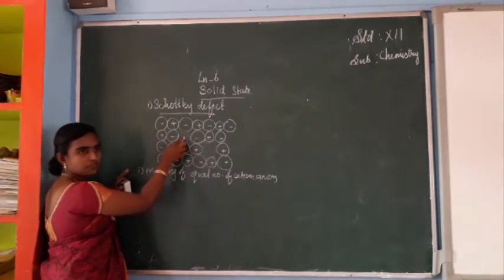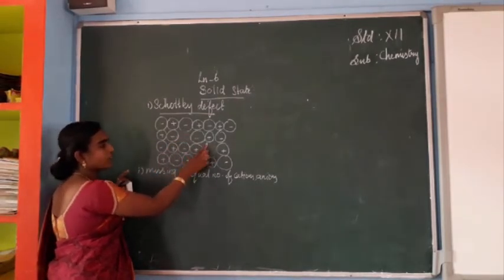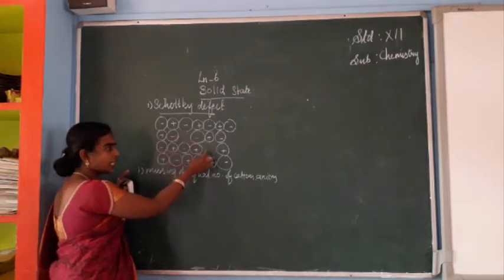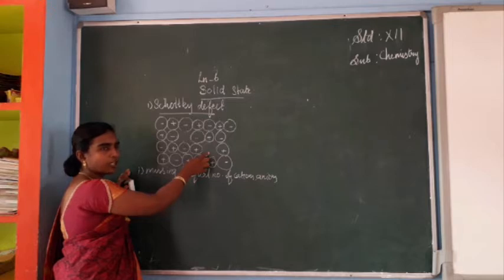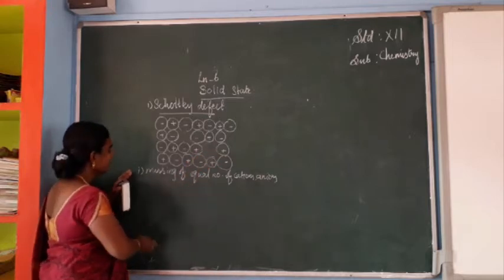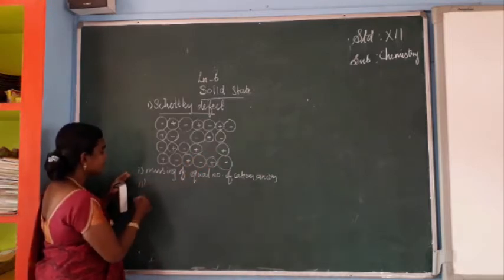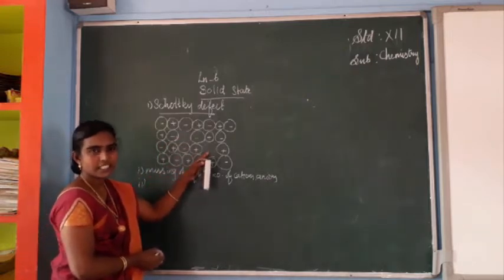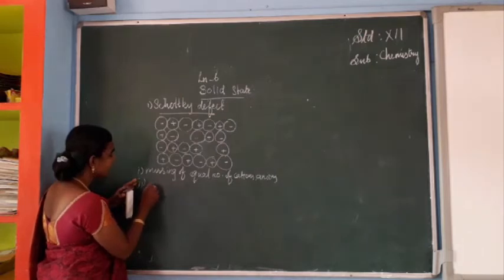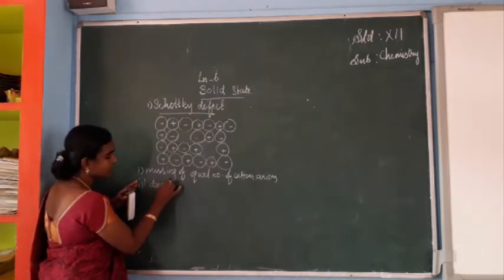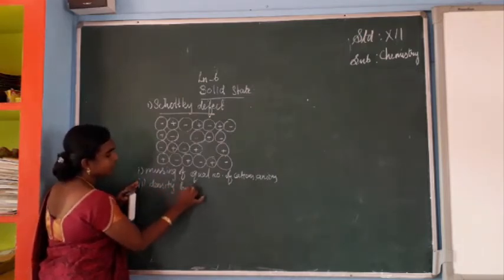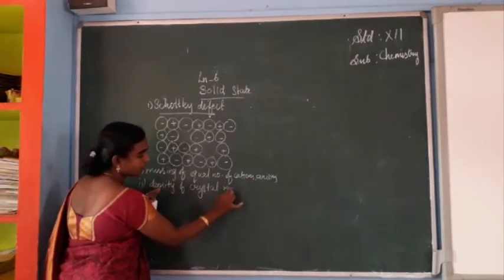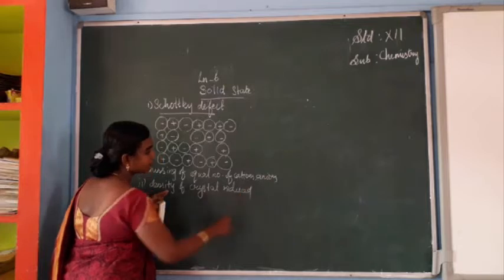One positive ion is missed from this position, and here one negative ion. Equal here, one positive ion is missed means an equal number of negative ions. One more negative ion is missed. So when equal numbers of ions are missed, isn't it, that reduces the density of a crystal. Density of a crystal is reduced because of this Schottky defect.